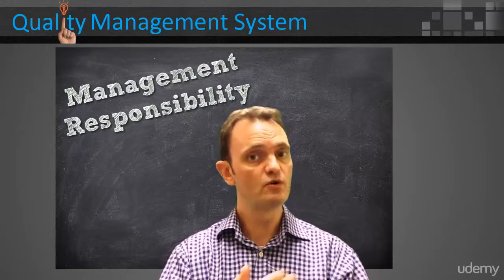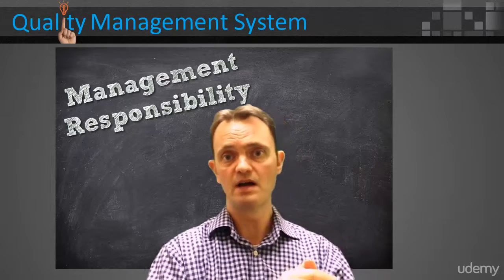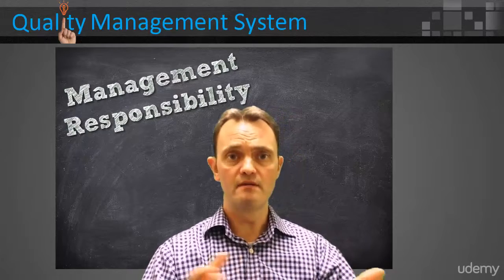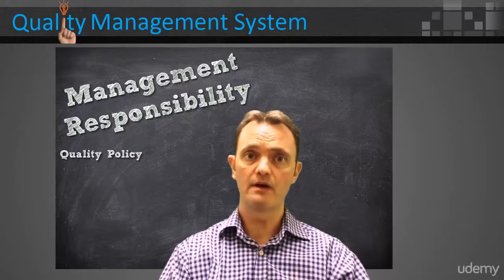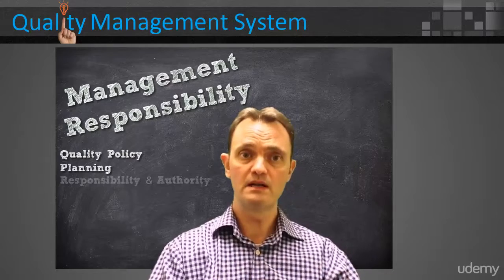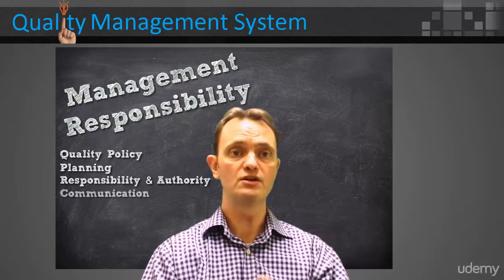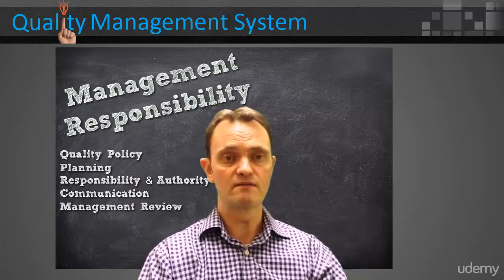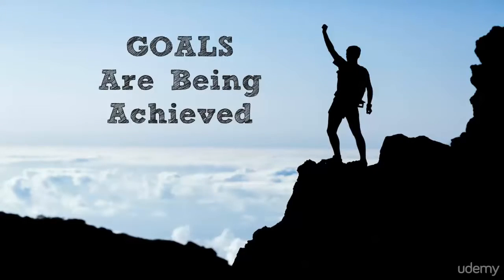Management should know what the customer requirements are and direct this into the creation of the quality management system, as well as to assign the required resources. We'll also look at other management responsibilities, including quality policy and how it identifies the main goals of the QMS, planning, responsibility and authority of others within the organisation, communication, and also importantly management review, as certain aspects of the QMS will need to be regularly reviewed to make sure that the goals are being achieved.